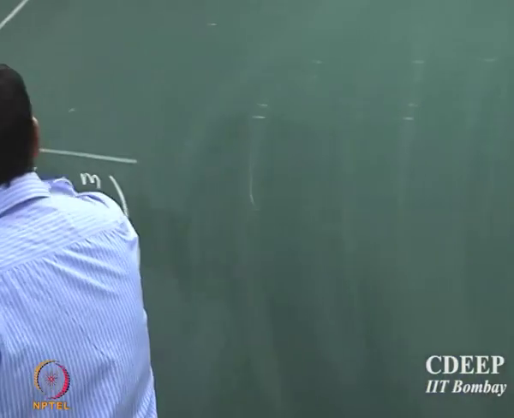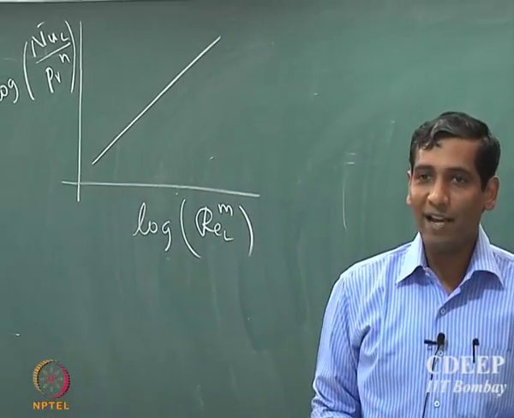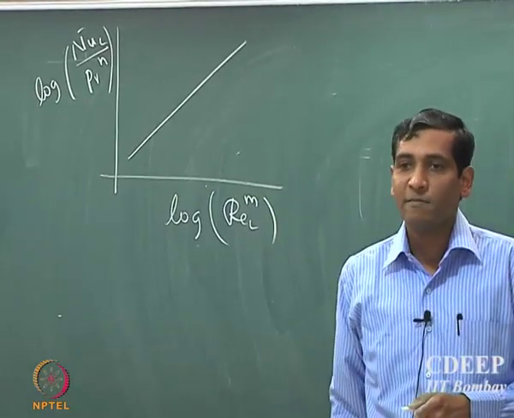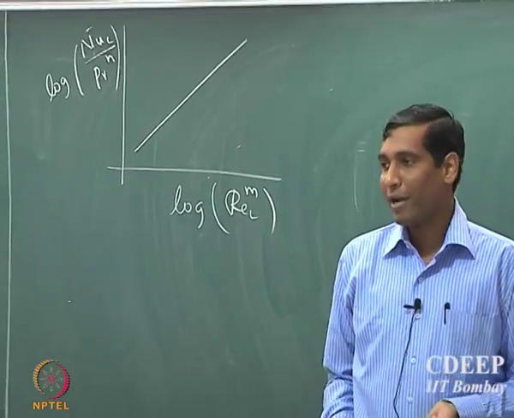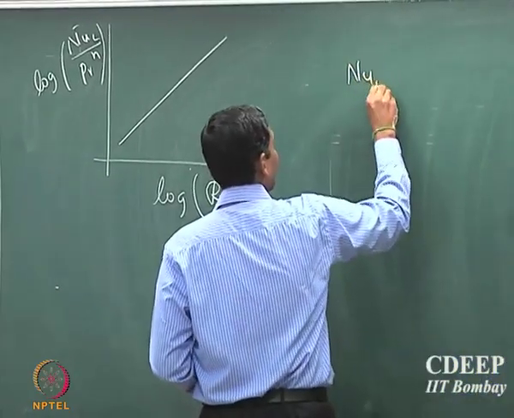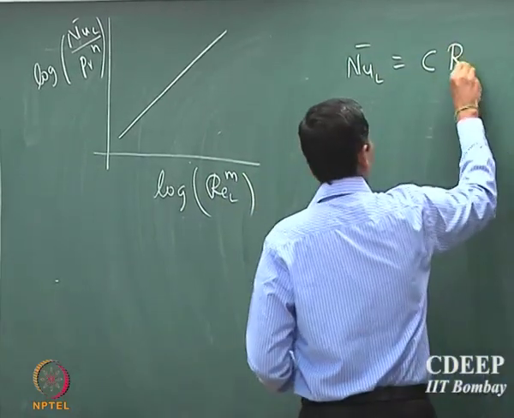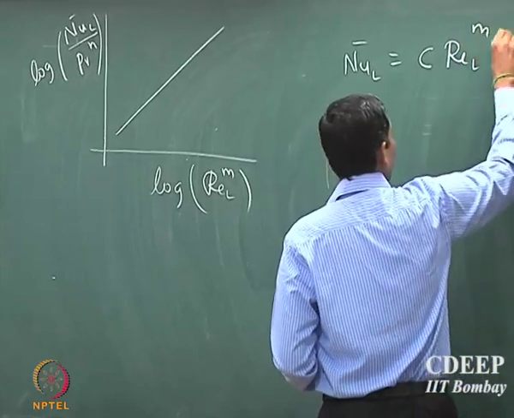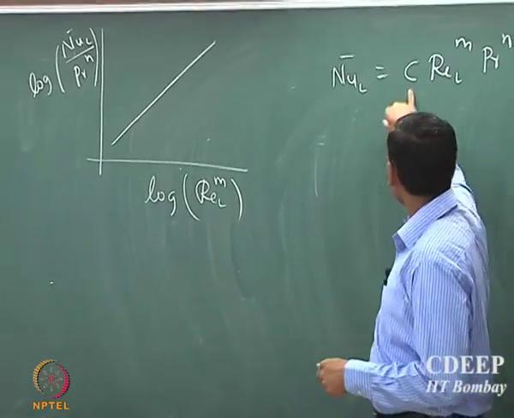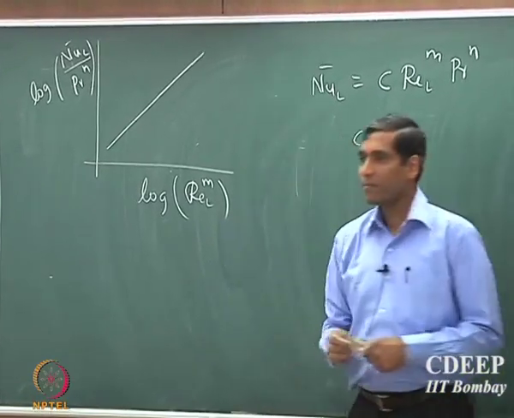So, they try to bring it to the straight line form, not by assuming anything, but by looking at the functional form that one would get using the Chilton-Colburn analogy. Okay. So, then therefore, they found that it should be some constant c multiplied by Reynolds number to the power m and Prandtl number to the power of n. So now the exercise is just to find out what these constants c, m and n are. Okay.